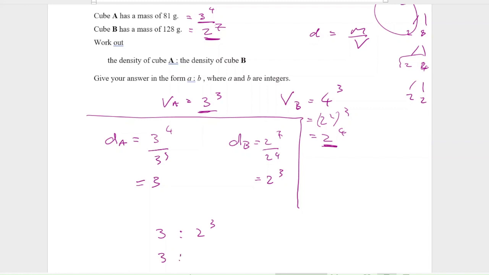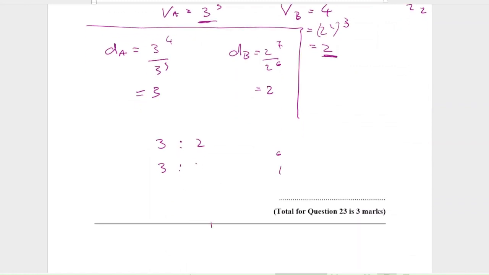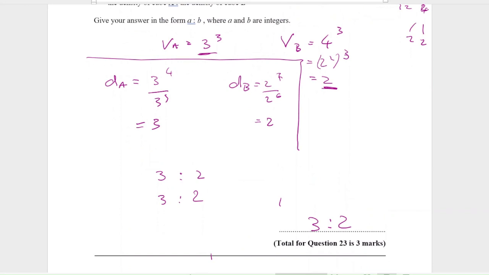No. I messed up there. That should have been 6. Which makes it just 2. That's just 2 to the power 3. 3 to 2. If you worked it out in terms of bigger numbers, it would simplify down exactly the same. I'm just suggesting that that would probably be a more straightforward way.